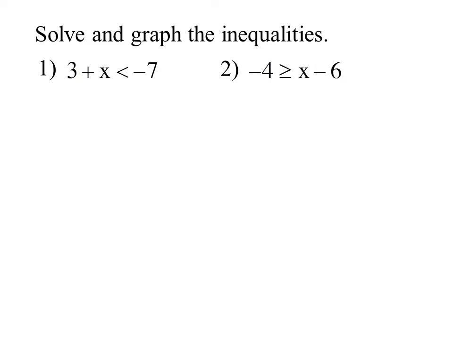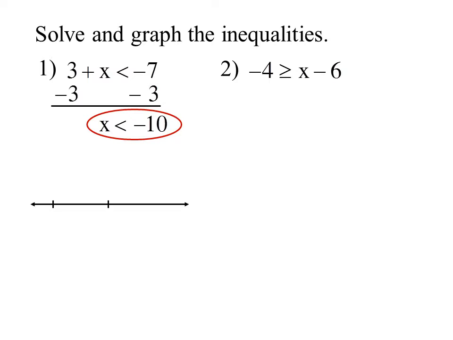All right, so we're going to go through some that we have to solve for x first. So on number 1, to get x by itself, we would subtract 3 from both sides. And when we do that, we have negative 7 minus 3. That's basically like adding negative 7 and negative 3 together, which would give you negative 10. So x is less than negative 10. So that part works just like solving an equation. You have the solution.